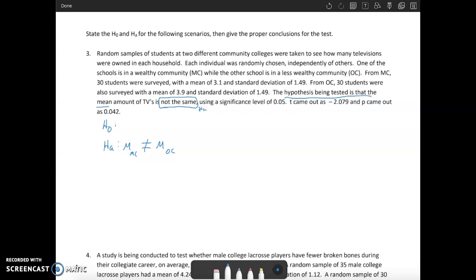So when I back up, then what I must be assuming for my null hypothesis is that the mean amounts are indeed the same. So with an equal to sign, mu sub MC equals mu sub OC. Now we're going to skip all the middle. We haven't got to the middle part yet where we're actually going to eventually run all of this ourselves. They're skipping that. They're telling us what got spit out of the program, and it tells us what the T value is and the P value.